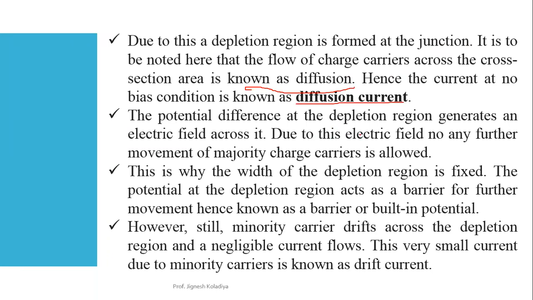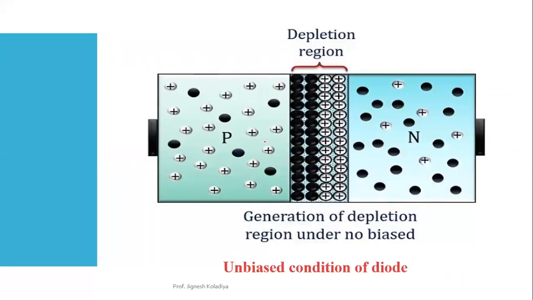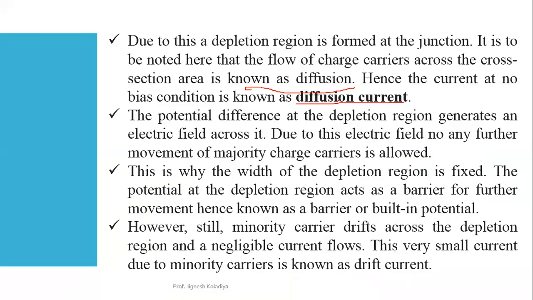The potential difference at the depletion region generates an electric field across it, obviously, because it will generate negative and positive potential, right? So in this direction, it will create an electric field. So you can find the field intensity over here, and due to this electric field, no other movement of majority charge carriers is allowed, and that's why they are known as immobile ions. So the depletion region width is fixed.